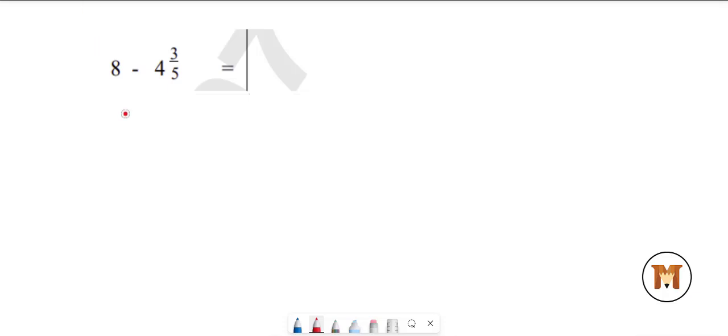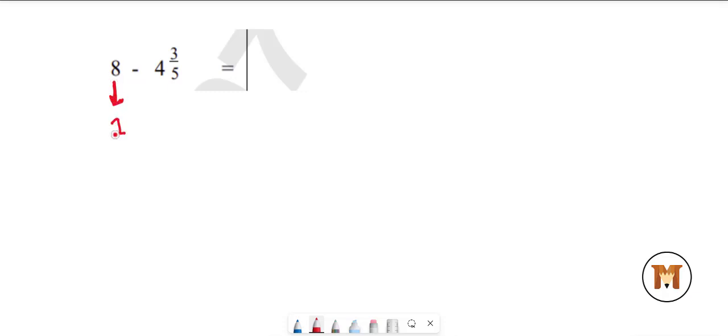Okay, next question we have this 8 minus 4 3 over 5. So what I'm going to do here, I'm going to take this 8 out and work it like this, right? There are several ways. I'm going to use the easier way that you can identify, so try to understand. 8 is a whole number, so I'm going to write this 8 as 7 plus 1. I'm going to take 1 out.